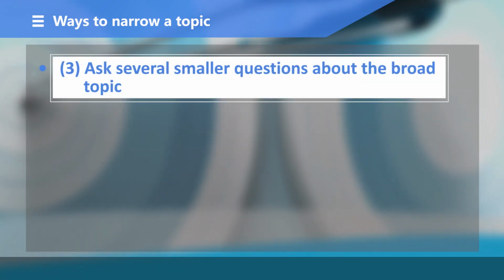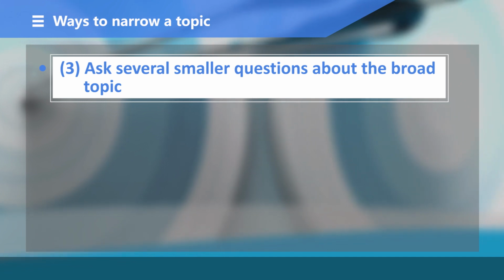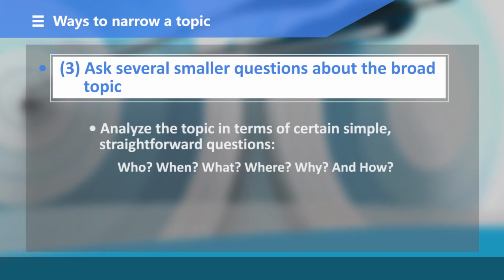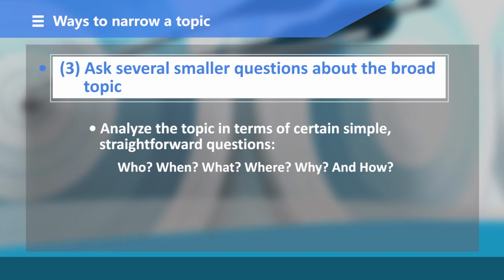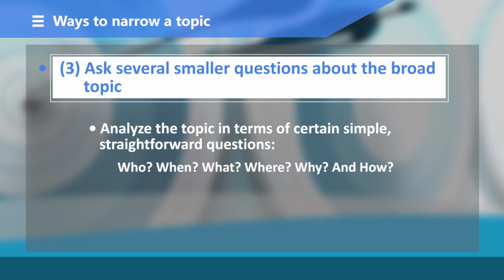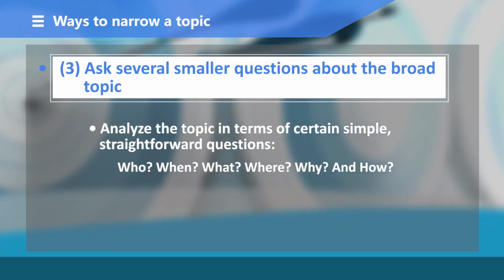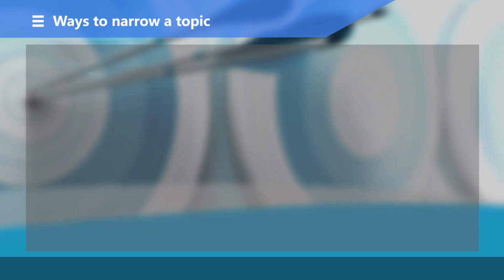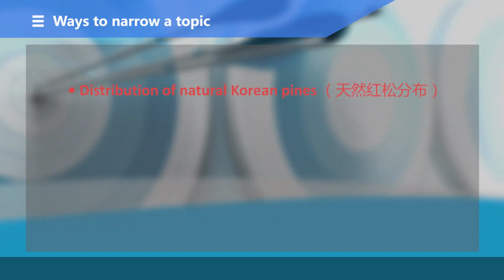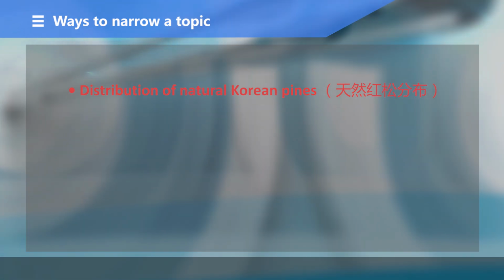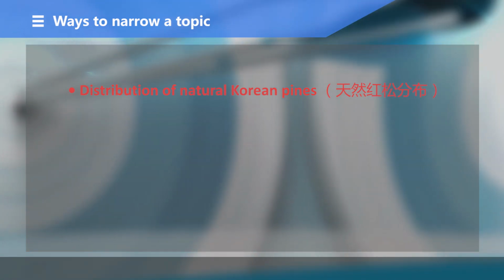A good way to narrow down a topic is to ask several smaller questions about the broad topic. Analyze the topic in terms of certain simple, straightforward questions, like who, when, what, where, why, and how. For example, we are interested in the distribution of natural Korean pines. Subject the topic to the smaller questions.